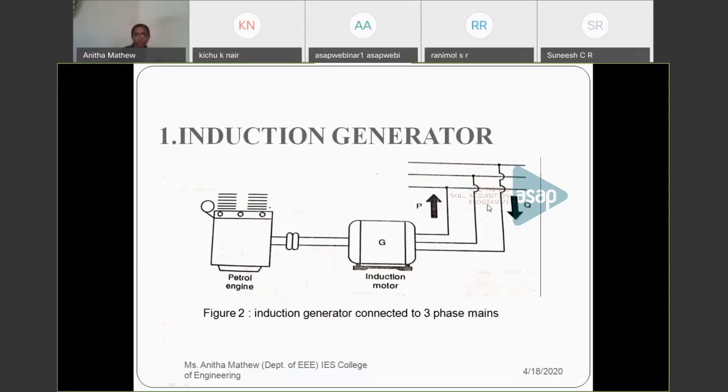I will explain with the cursor so you can understand it. Here you can see the induction motor, and its rotor is coupled with this petrol engine, and the stator is connected to the mains. When this petrol engine drives the rotor to a speed higher than the synchronous speed, this machine will act as a generator and provide power to the supply. This power will be active power.